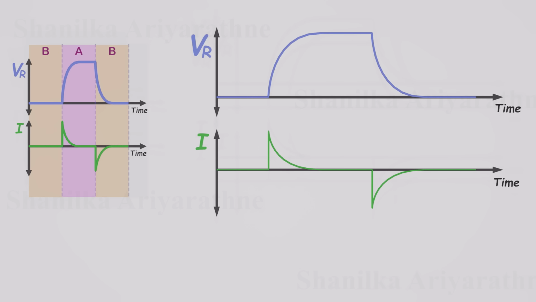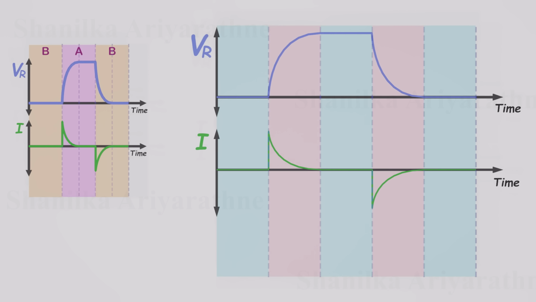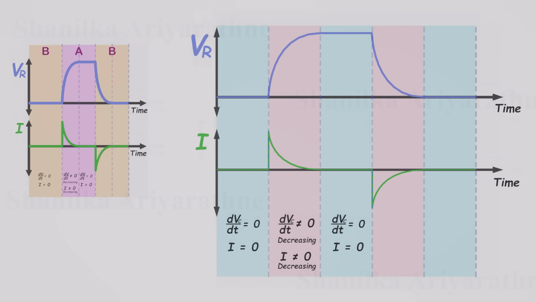We can divide what's happening into 5 regions. First, voltage is constant at 0. Its rate of change is 0, so current is 0 too. Then voltage starts increasing, but the rate of change slows down, and current does the same. When voltage becomes steady, current drops back to 0. Next, voltage begins to fall, again with a slowing rate, and current mirrors it, negative at first, then returning to 0. Finally, everything settles. Voltage, rate of change, and current are all 0.